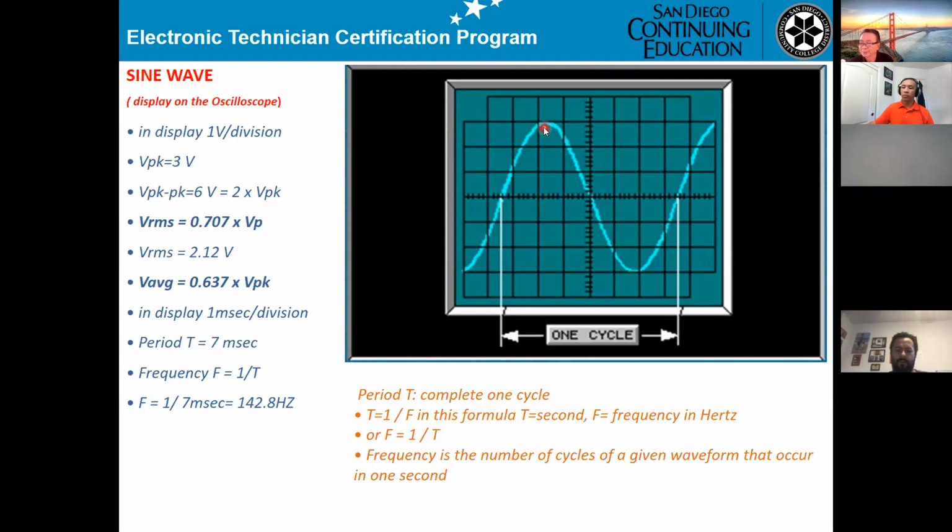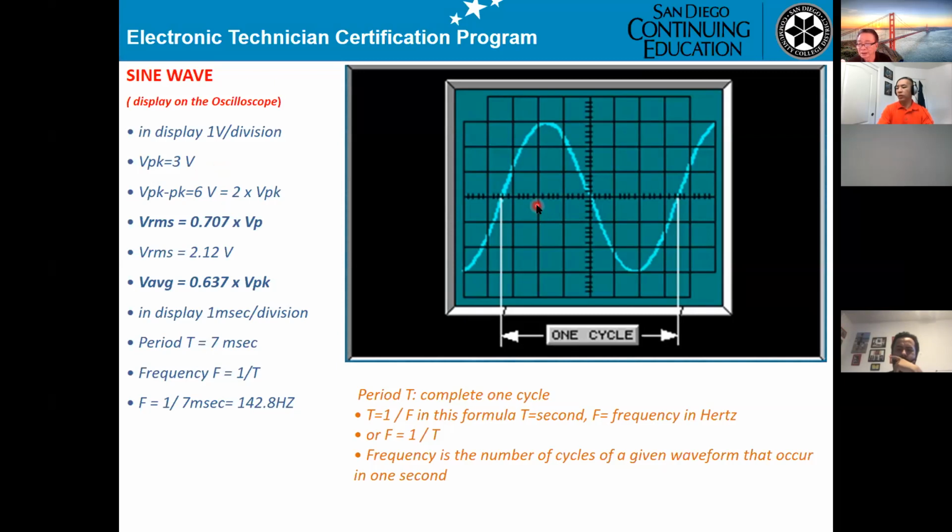And from the top to the valley here, that's the V peak to peak. That means 2 times the V peak, so you get 6 volts. Everything is already shown up here. Okay? When you read it, then you're able to identify.